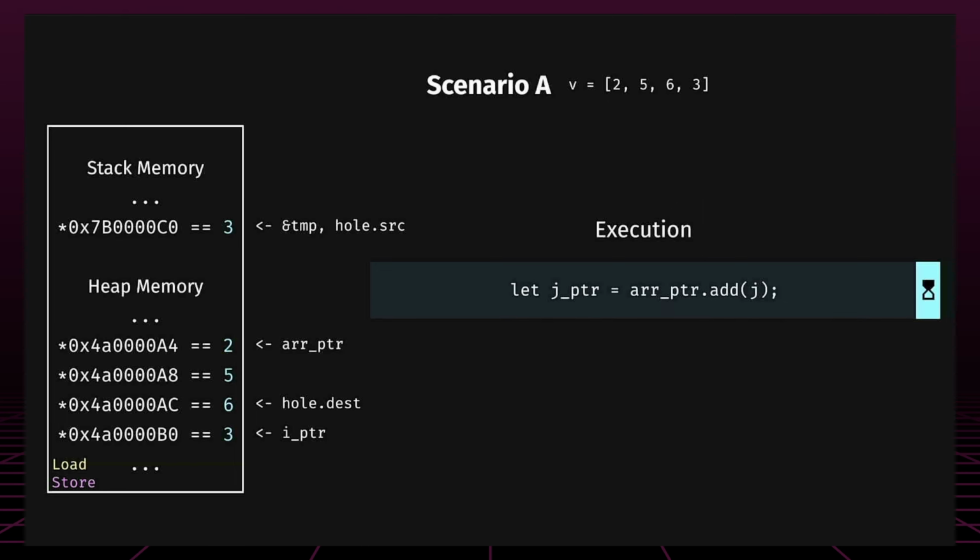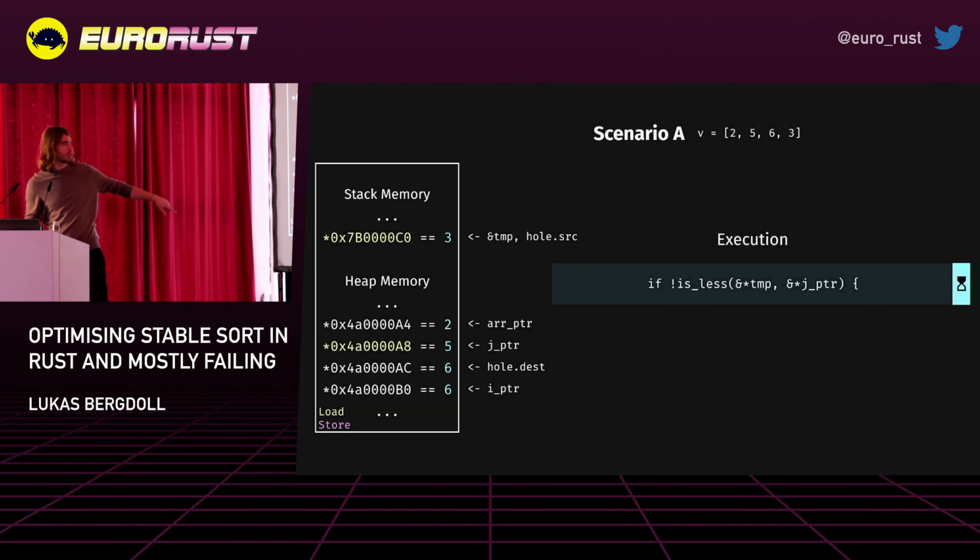Now we're in the loop. We did the first comparison already. Now we're inside the loop. We set up the pointers. Then we do another comparison. We check, okay, is 3 less than 6? Yes, so we need to keep going. And then we copied it. This is what I said. Now we have 2, 5, 6, 6 in this heap allocated user-provided slice. And it should never be given out like this to the user.